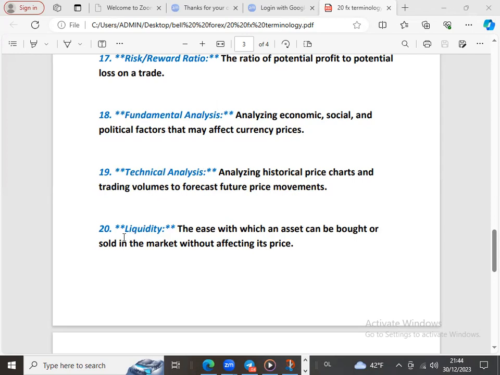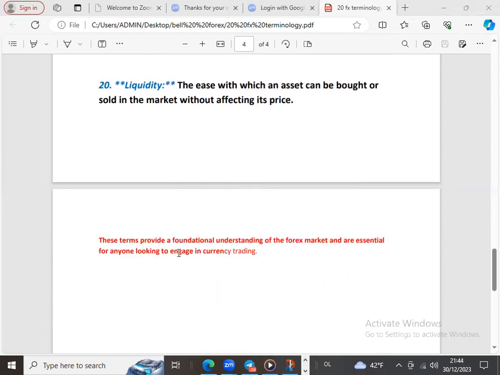The next terminology is what we call liquidity. The ease with which an asset can be bought or sold is called liquidity. We are going to learn about other terminology like volatility, which is how fast price changes. I will include it in the next video. In the next video, I'll include some new terminologies, but I've talked about the most important ones.